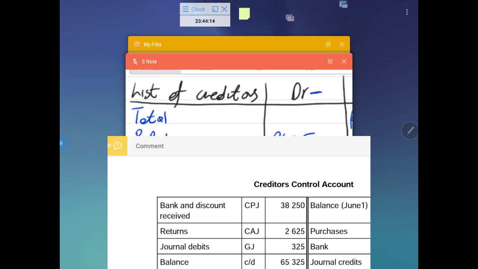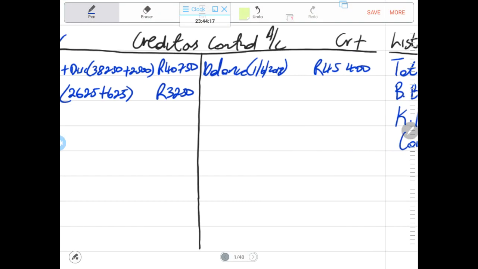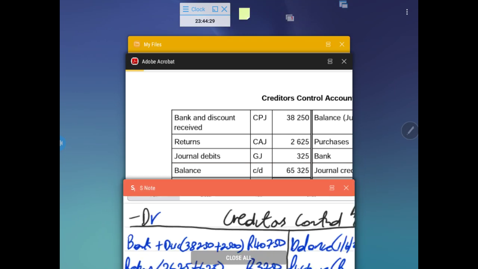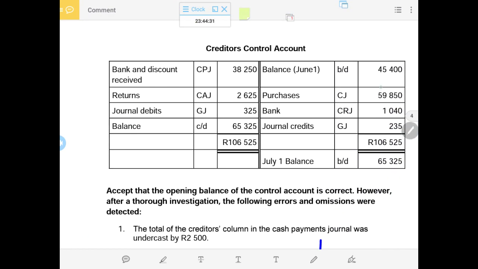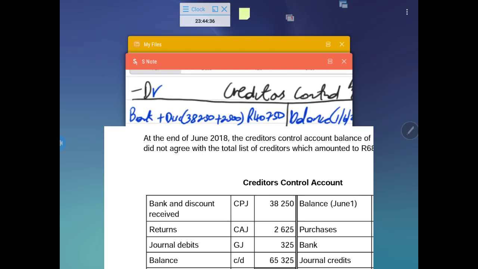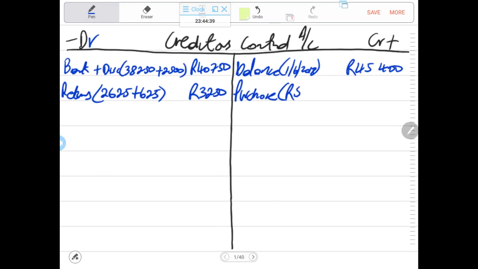We will be then recording this under purchases in the creditors journal because we bought here. Why I'm saying we bought? Because I said we received an invoice. We receive an invoice when we buy on credit. We have bought on credit under our purchases. There's a total there, 59,850 plus 750. I want to wait not to write the total because there might be another amount.